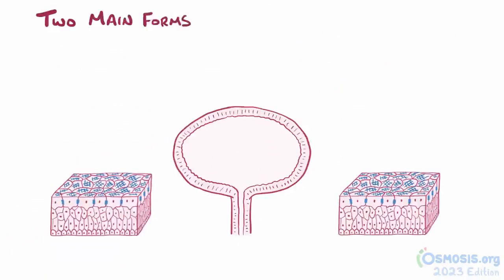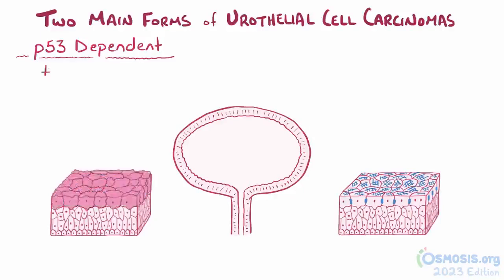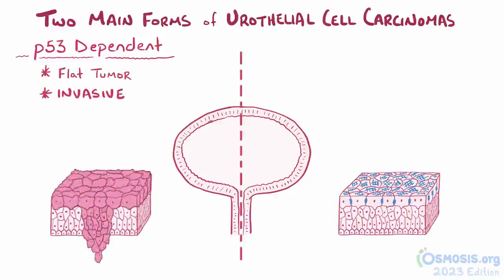Cancers that affect the urothelium usually arise through 2 distinct mechanisms. One way for a urothelial cell carcinoma to come about is through a mutation in the tumor suppressor protein p53. Mutations in p53 can allow urothelial cells to start growing horizontally, kind of like a flat pancake, some of which start to invade deeper bladder tissues.